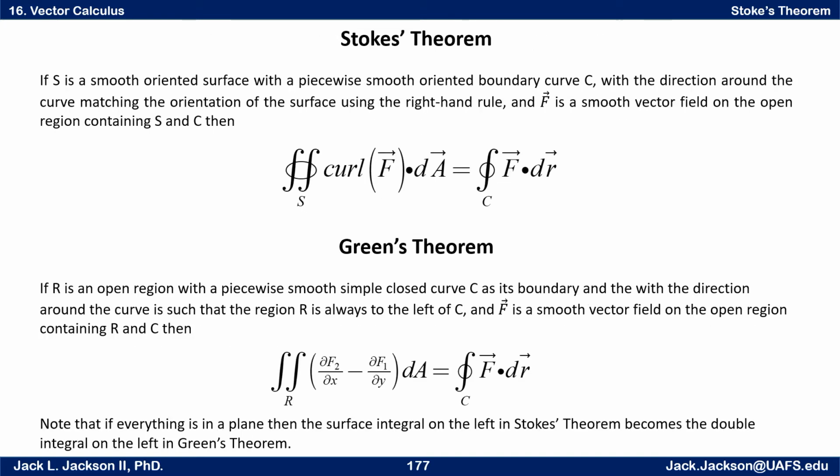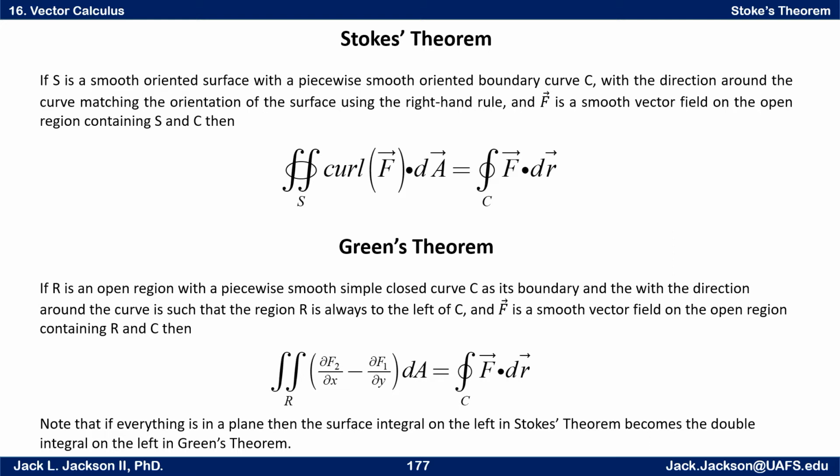So Stokes' theorem says if S is a smooth oriented surface with a piecewise smooth oriented boundary curve C, and the direction around the curve matching the orientation of the surface, that is using the right-hand rule. So if you put the fingers of your right hand around the boundary curve, then your thumb will point in the basic orientation of that surface.